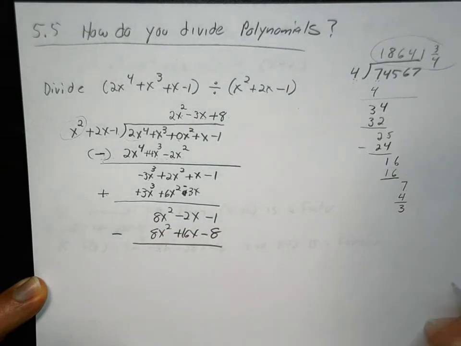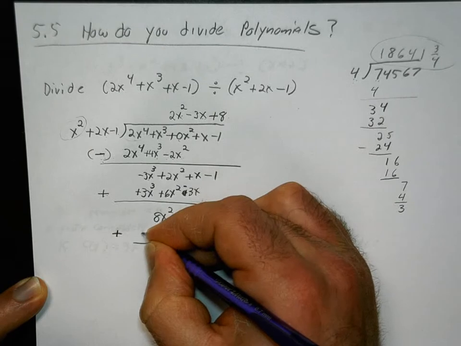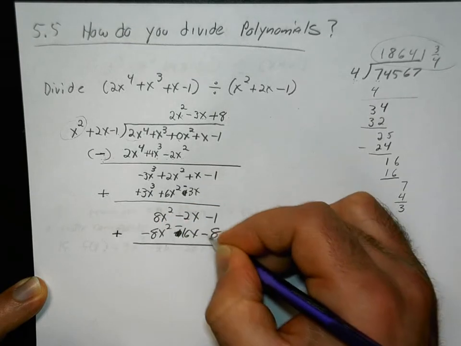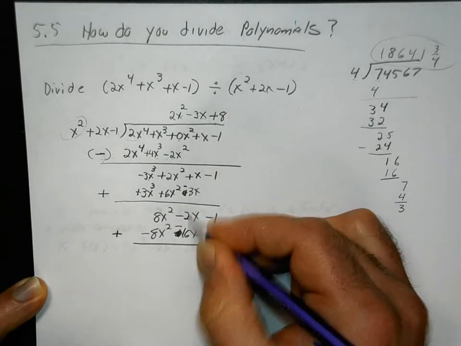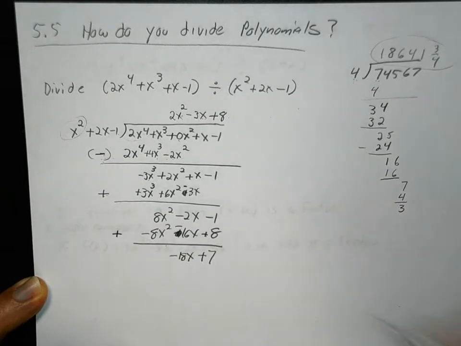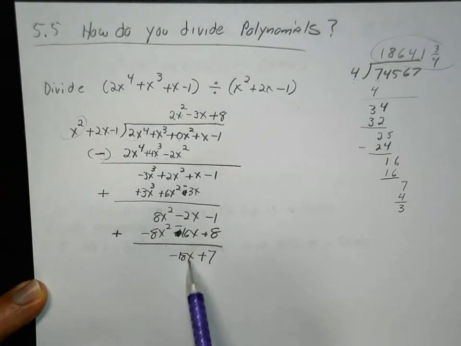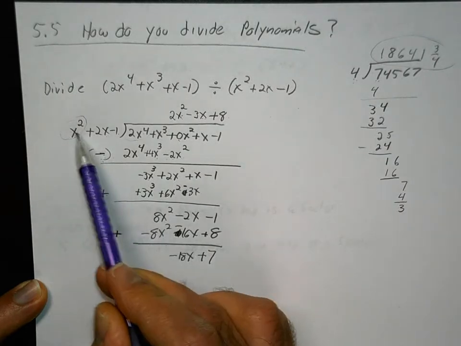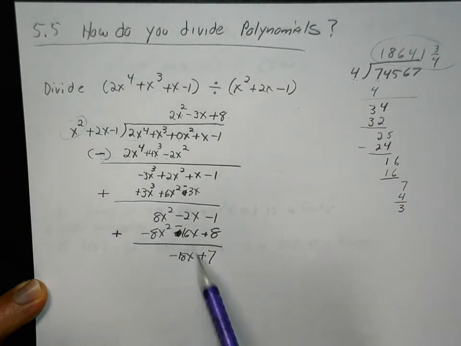Subtract. I'll change it to addition and change the sign. Okay, now I'm adding. So it's negative 18x plus 7. Now, once this degree is less than this degree, I can no longer divide x squared into x. So this is my remainder.